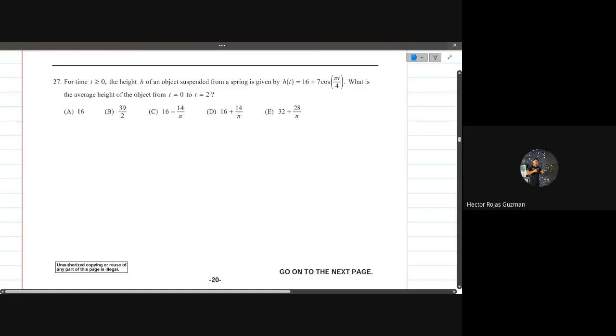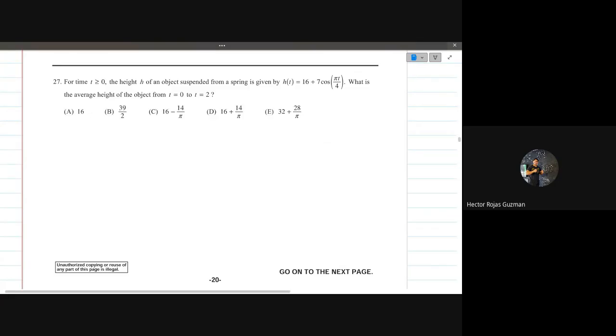The height h of an object suspended from a spring is h of t. What is the average height? Okay. Since they're giving us a function that is height and they want us to find the average height, that means they're saying average value. The formula is 1 over b minus a, the integral from a to b of h of t dt.